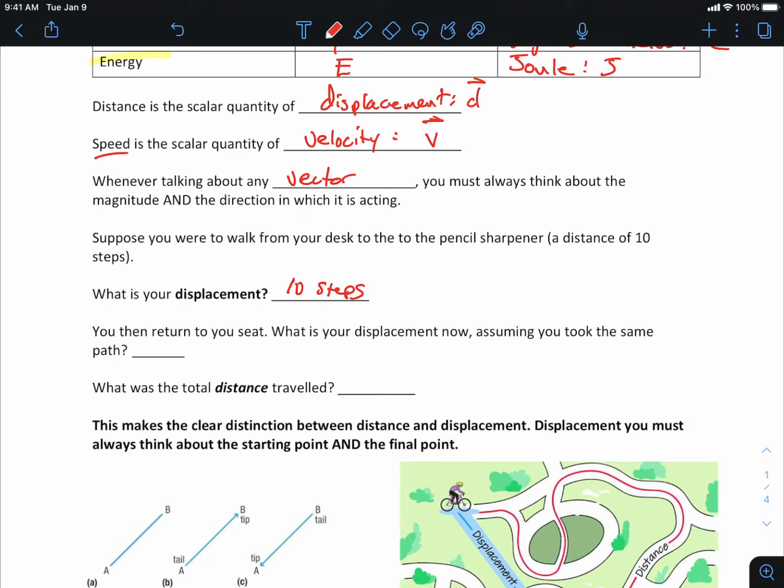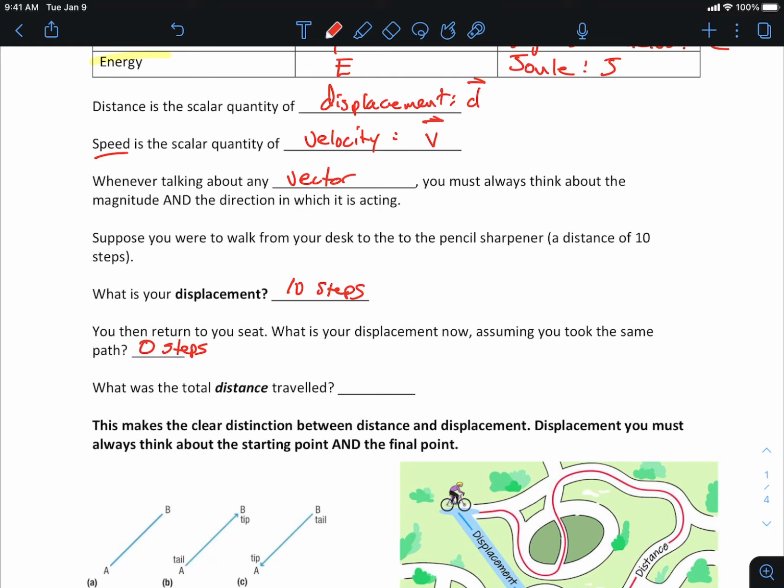But then you walked back to your seat. So you went 10 steps, and then you came back again and you sat down. Well, your displacement: remember, displacement is a measurement of where you started relative to where you finished. You finished and started in the same spot, so your displacement is 0.